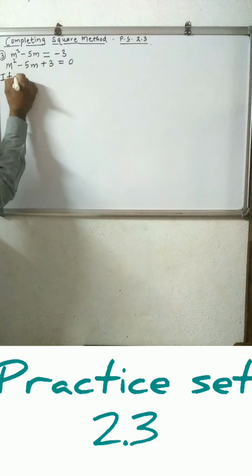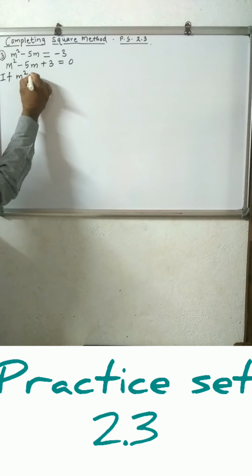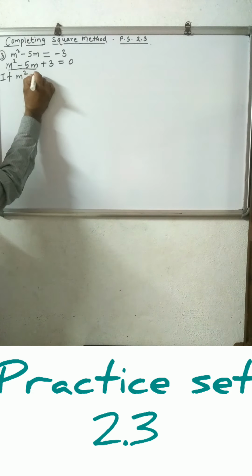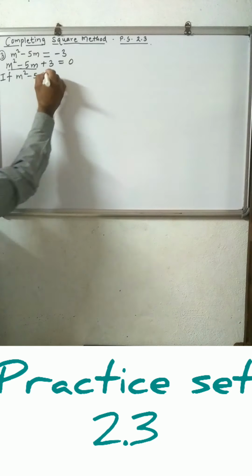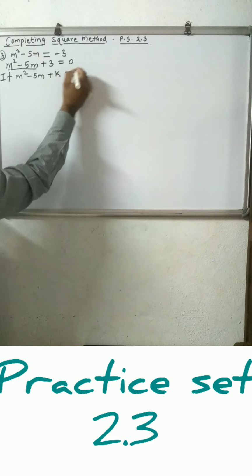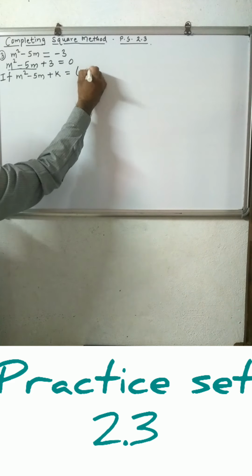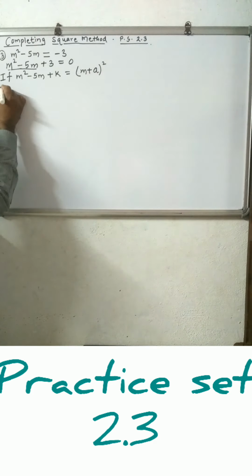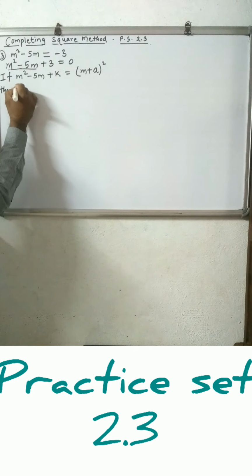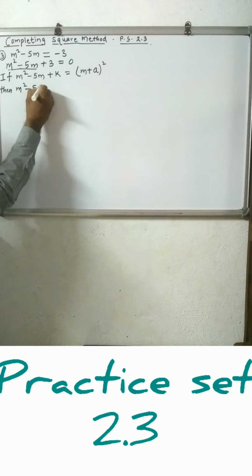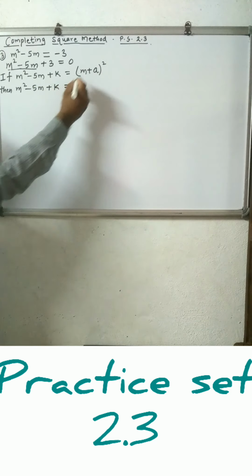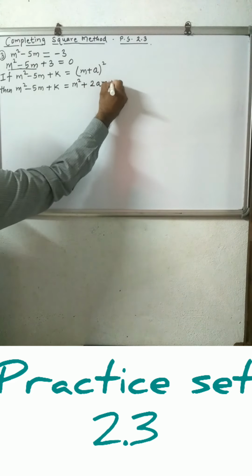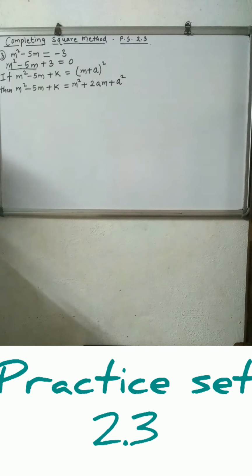If your variable is m, so you should consider m square, you have to take these first two terms, minus 5m, you have to find the third term, let it be equal to k, is equal to, your variable is m, so m plus a bracket square. Therefore, then we'll get m square minus 5m plus k is equal to m square plus 2am plus a square. These both the equations are in variable m.